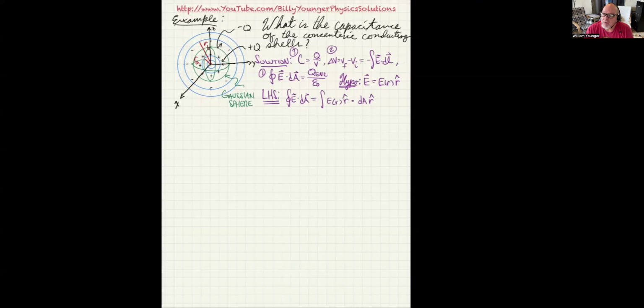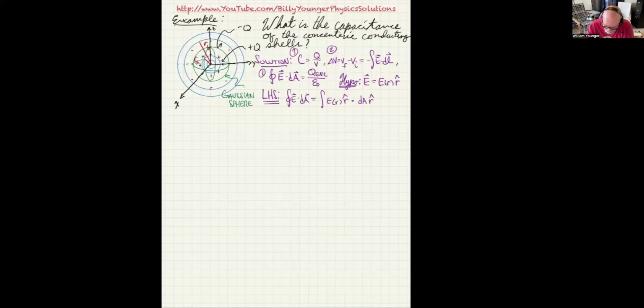Now, if you actually wanted to know all the details, the dA would be r cosine phi times d theta, and then it would also be times r d phi. So that's actually what your dA would be. Again, you don't have to know it.